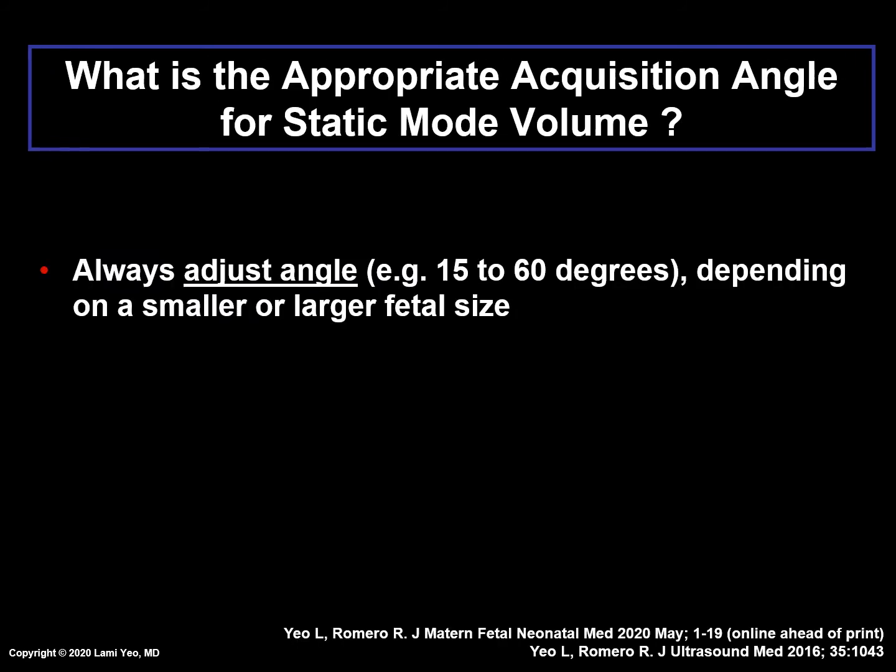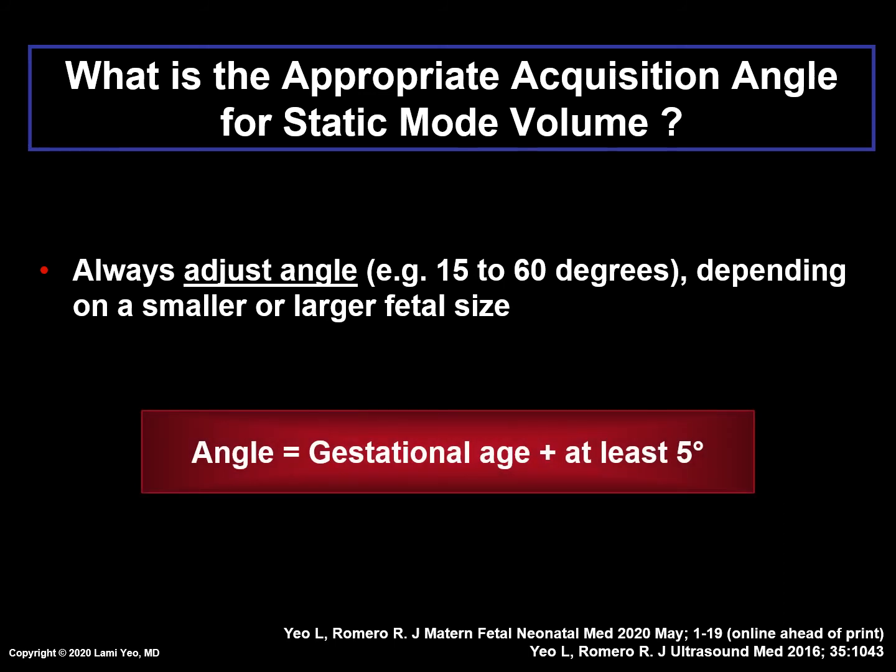So what is the appropriate acquisition angle? This depends on the gestational age, which affects the fetal size. The answer is that the angle should always be adjusted depending on a smaller or larger fetal size. A good rule of thumb is to set the angle at least 5 degrees more than the gestational age. Therefore, if a fetus is 25 weeks of gestation, we set the acquisition angle to 30 degrees. However, the angle should not be too wide, since this can actually decrease image resolution.